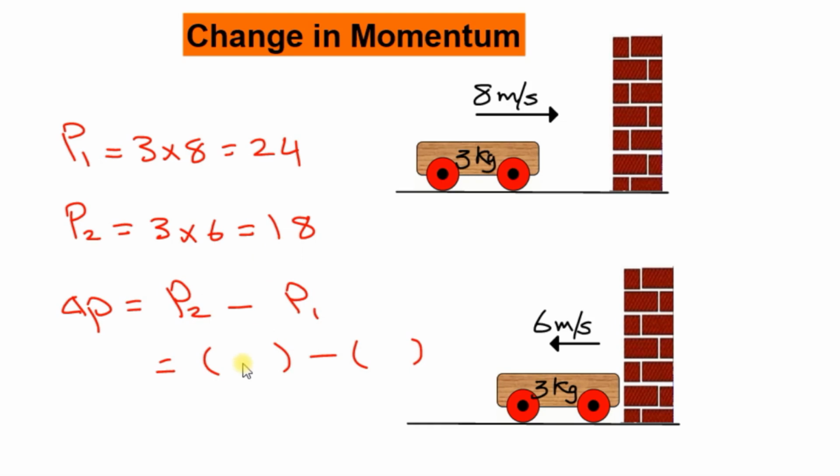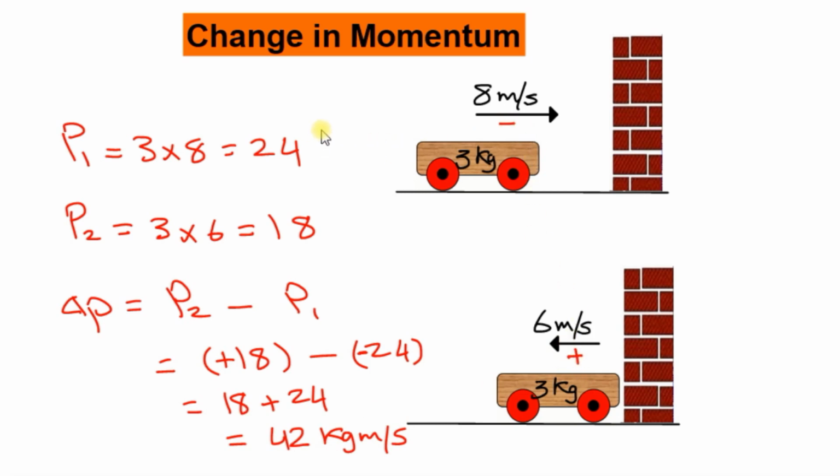The final is 18, the initial is 24, but as we agreed before, it's a vector quantity, and as you see here, they are not traveling in the same direction. So if we take the left as positive, the right will be negative. This means that the answer is 18 plus 24. So the answer is 42 kg meters per second. And if the answer is positive, this means that the overall change is acting towards the left, since we considered the left to be positive and the right to be negative.